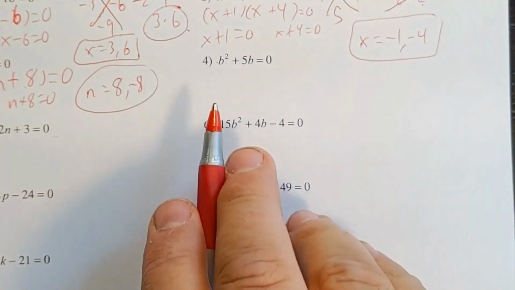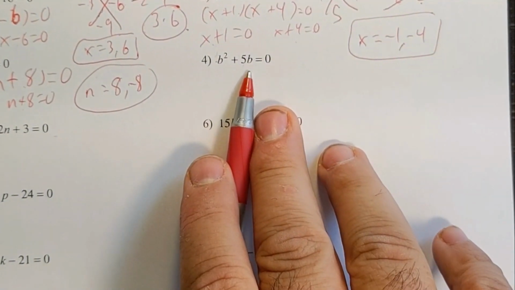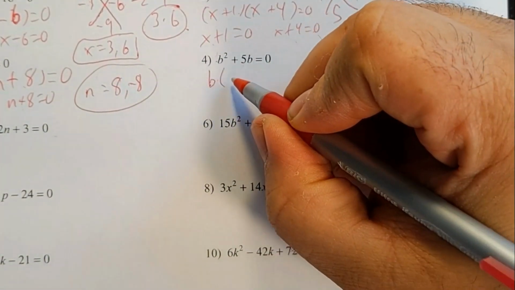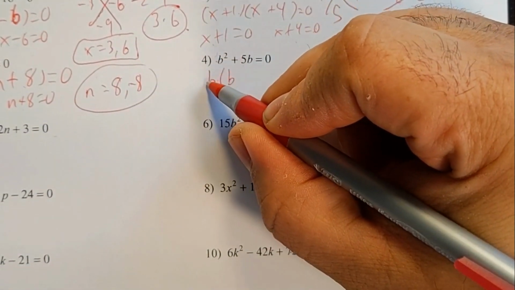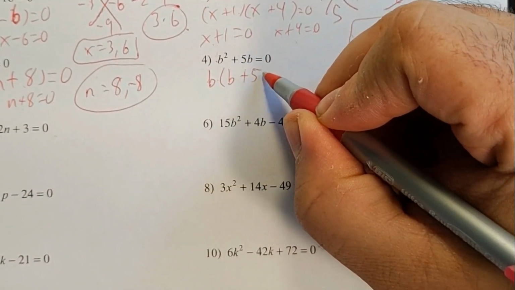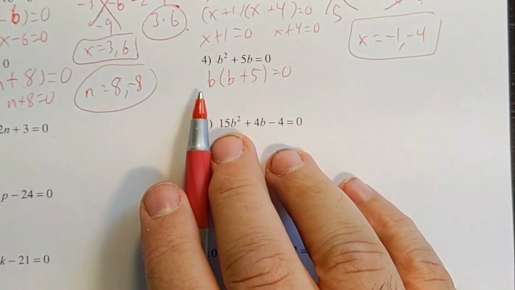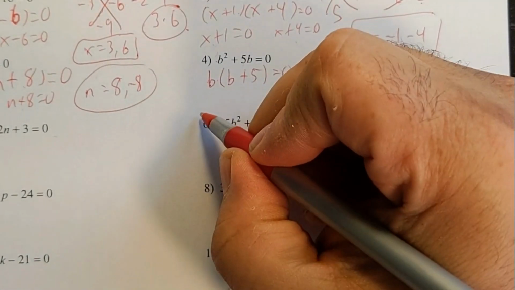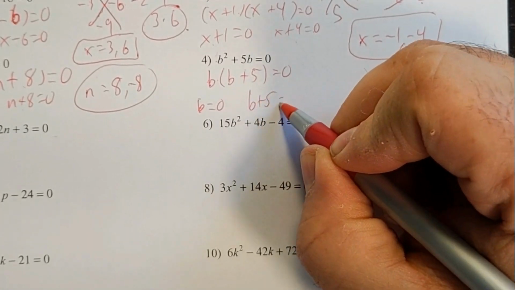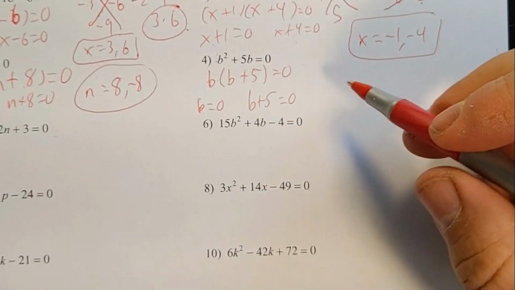So on this problem, if you look, b squared and b can both be divided by b. So if I factor a b out of both terms, b squared divided by b is b, and then 5b divided by b would be 5. Your first factor would be b, make that equal to 0. Your second factor is b plus 5, make that equal to 0, and then solve them.